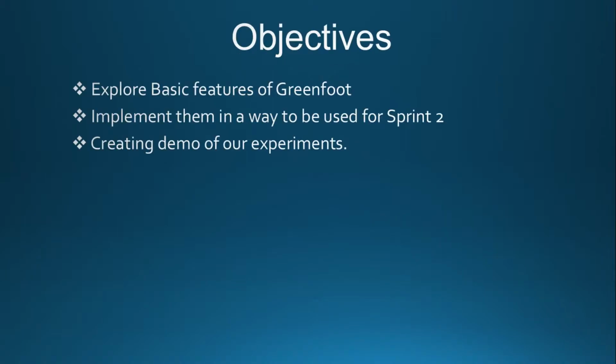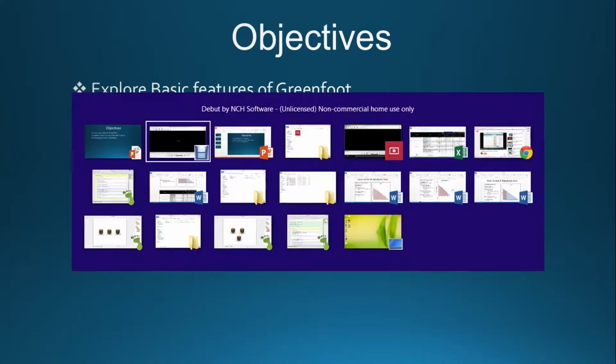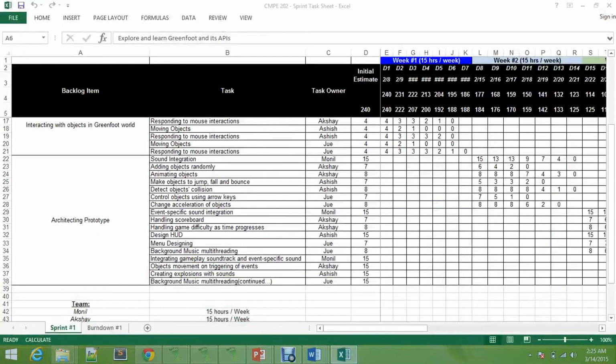The main objectives of this sprint were exploring features of Greenfoot, then implementing these features in a way that can be used for Sprint 2, and creating demos of our experiments. So we'll first go through the task sheet of our project.